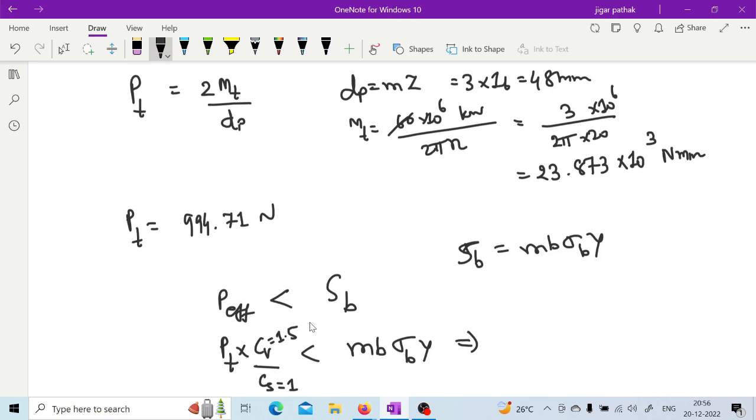So, are you getting what we are doing? Now you have all the things with you. Module is given as 3. Face width is given as 36 mm. Y is given as 0.3. PT you have already calculated, right? If we had the service factor, then we would include it with the load term. Yes, sure. So from this sigma b can be calculated. So what is this?